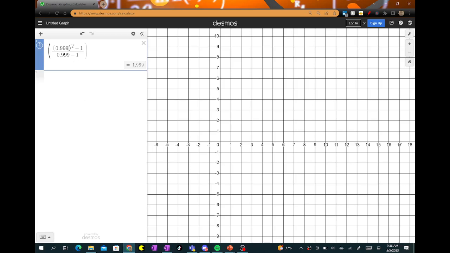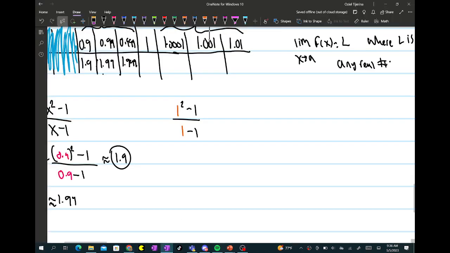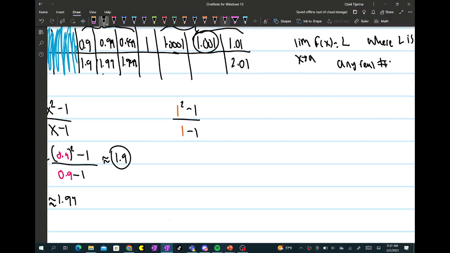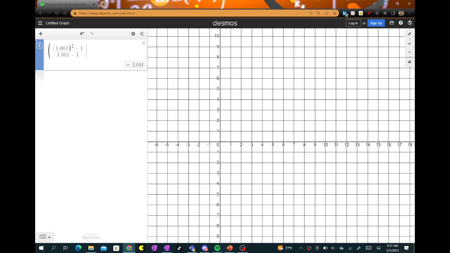When we do 1.01, what's going to happen there? We replace this here, and we get 2.01. Then what if we do 1.001? We plug it in again, and we know that at this point it's going to be about 2.001. We're going to put this in here. And now what happens when we plug in 1.0001? If we do that, we get 2.0001.